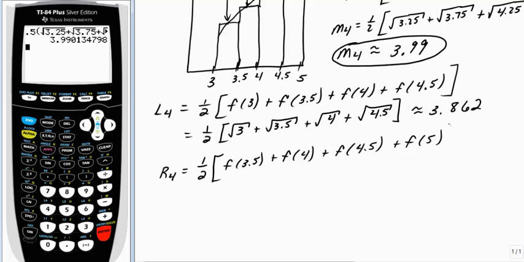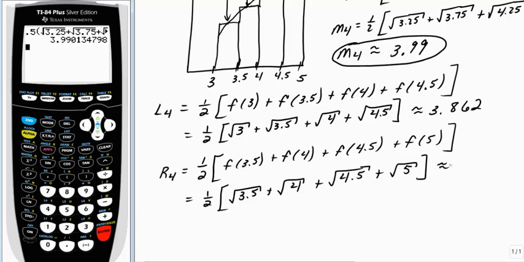Please notice how the R4 and L4 approximation are pretty much the same thing, except R4 has all of the values of L4, except it takes away the first one, f of 3, and adds in the last one, f of 5. That will always be the case. Now, we know that the functional values of each of those just tell us to put the number inside the square root, since that's what the function did in this case. Square root of 3.5 plus the square root of 4 plus the square root of 4.5 and plus the square root of 5.